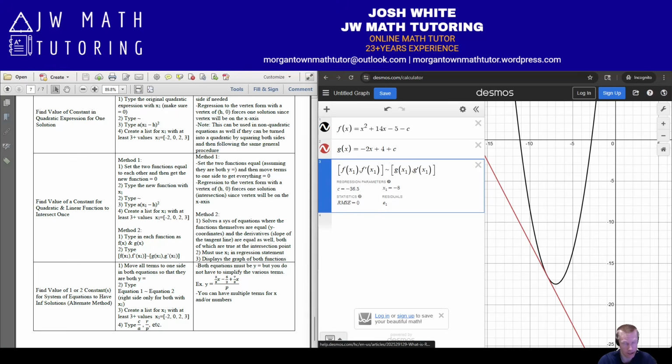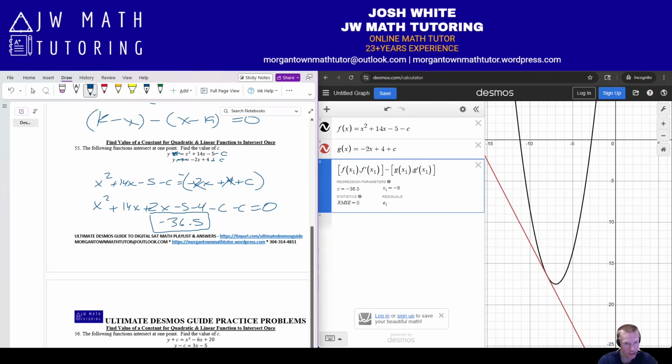Now we don't need that again for this question. All we need is the c value, which is negative 36.5, but now we have the value and we have a nice graph. So again, using this method will show you how to do this problem and get the graphs. You can just visually confirm that everything is correct.